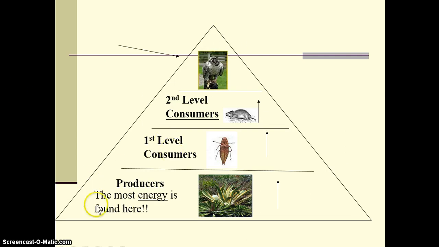So here we have our producer level where the most energy is found, then your first level consumer, second level consumer, and then your top level consumer. And you can see, right, you need far fewer of these top predators than you need of producers.